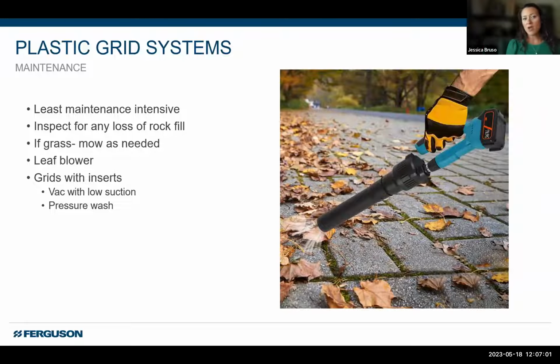These grid systems, they're the least maintenance intensive. Basically, you're going to inspect them for any loss of rock or fill. If there's grass, obviously you're going to be mowing it. But basically, you can use a leaf blower. This is obviously not the same types of pavers, but it's a picture I could find. And where we have grids with inserts, you can actually vacuum them with a low suction. Again, we don't want to be pulling those tiles out, but you could also pressure wash in between, because remember the way those grids look, and I'll show you in a second, that'll help to kind of lift out anything.